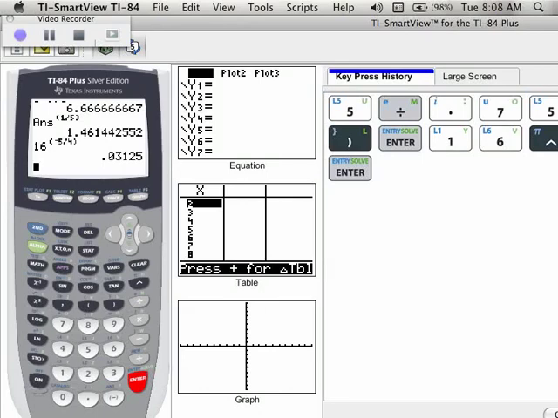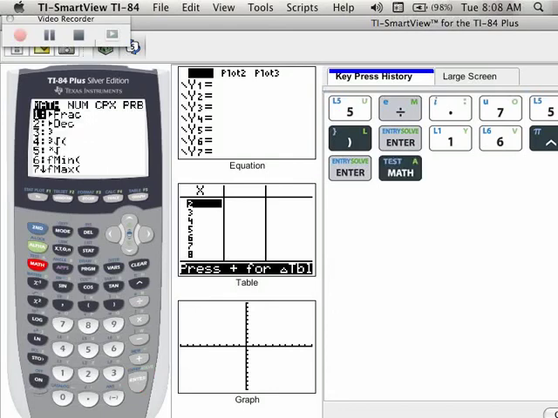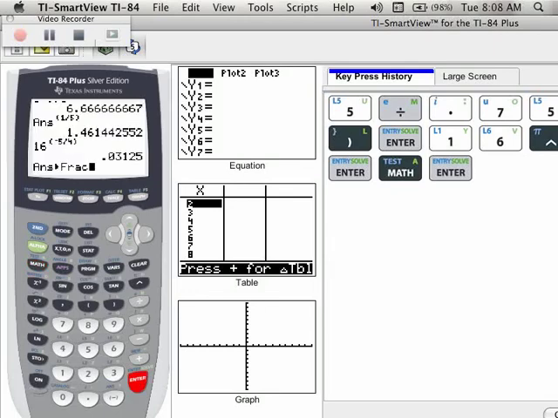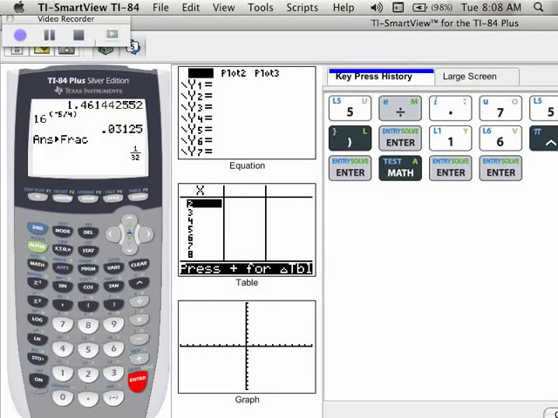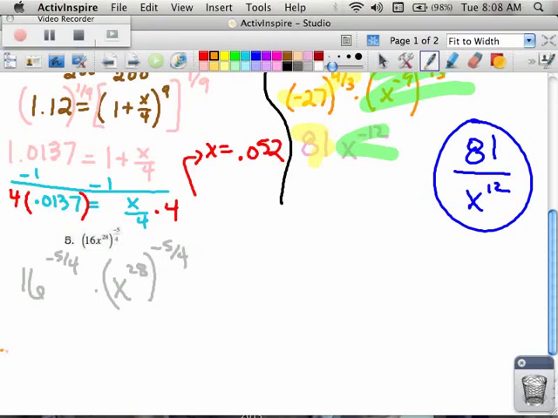Okay, now I want to show you something. This is a crazy decimal. We can always go to get fractions. Math, enter, enter. 1/32. I would write that down. So 0.03125 is 1/32. So this now is 1/32. That 1/32 was representing the 16 to the negative 5/4, so that's what that came from, on the calculator.